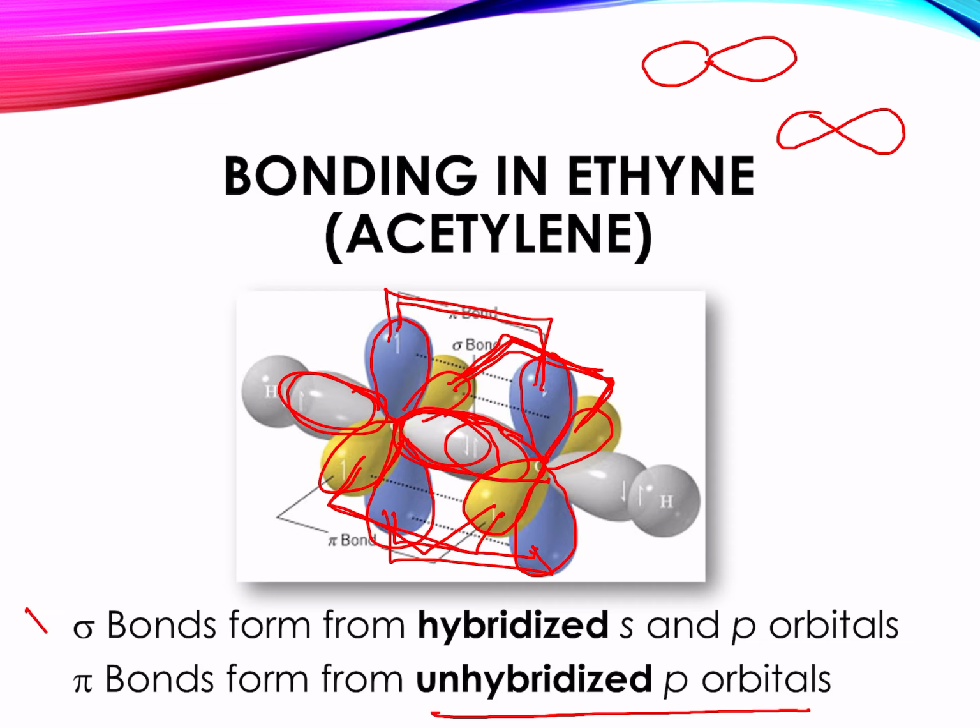So this is important. Sigma bonds form from hybridized s and p orbitals. Pi bonds will form from unhybridized p orbitals. Okay.